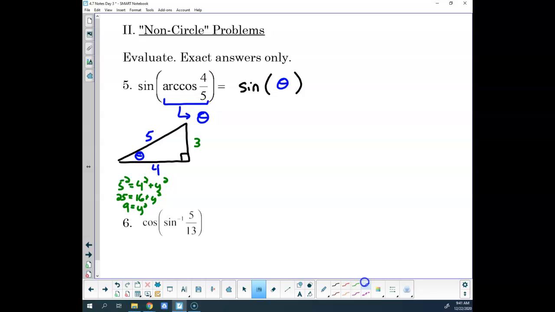Okay? So I need the sine of that angle theta. Well, the sine of that angle theta is going to be the opposite over the hypotenuse. I've now found my opposite side. It's 3, and my hypotenuse is 5. So I don't need to actually find the actual angle that I'm looking for. I can just use it kind of as a rest stop, a waypoint on my journey to get the answer.